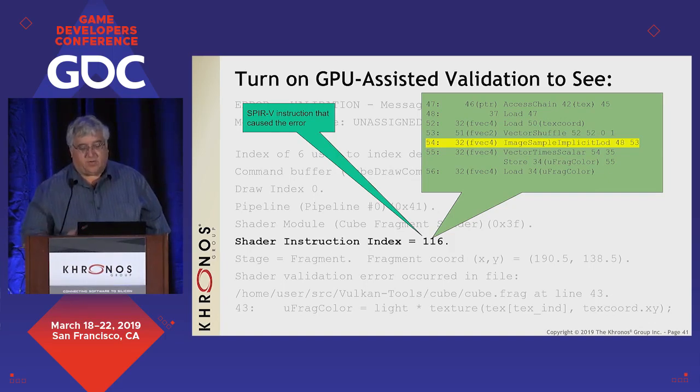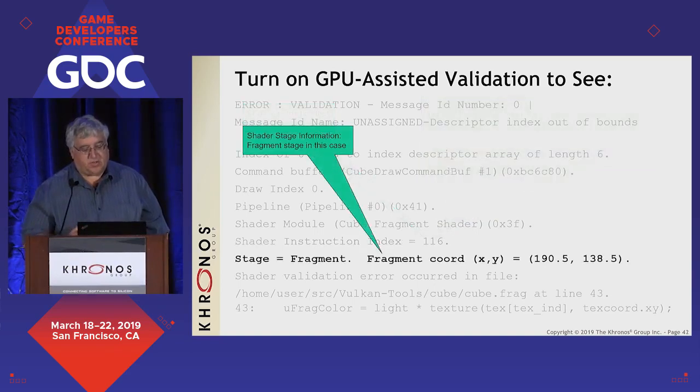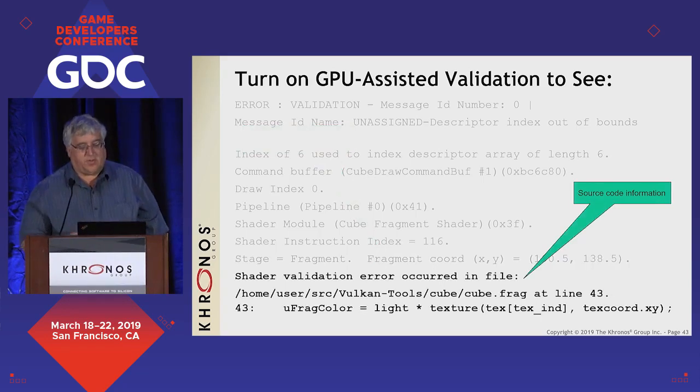It tells you what command buffer the problem occurred in. If you use the set debug utils object name extension, you can name your command buffers so that it's more than just a handle. So it might be easier to find your command buffer if you name these things. In addition, it tells you the index of the draw call within the command buffer, so that gives you even more information about isolating the problem. The pipeline, the shader module, it will tell you the shader instruction index that caused the problem in the SPIR-V, so you could disassemble the SPIR-V and dig around in there and learn more about what's going on.